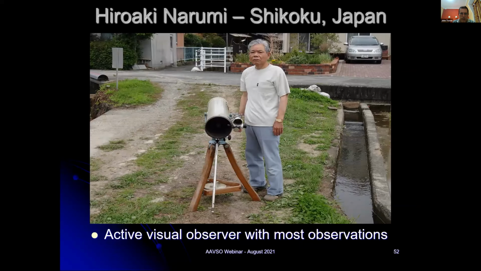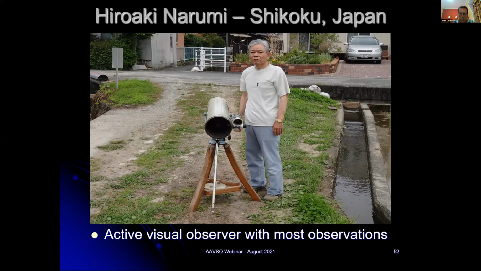In second place, we have Hiroaki Narumi from Shikoku in Japan. Hiroaki is not well known, but he is currently the observer with the most observations who is alive and is still active. Hiroaki reached a milestone of 400,000 visual observations at the end of 2018.